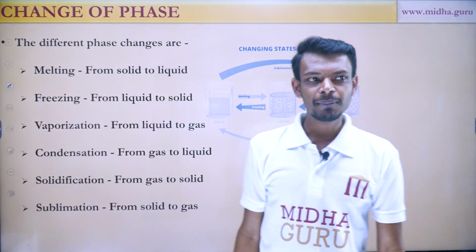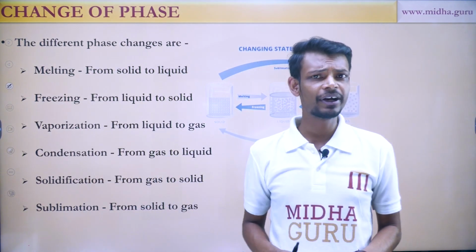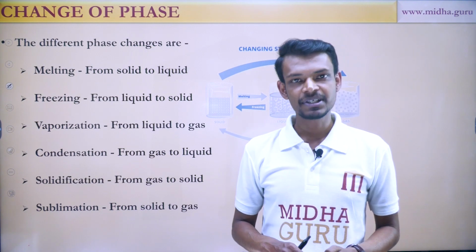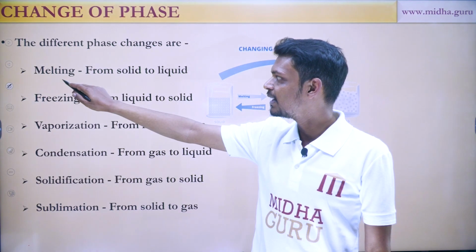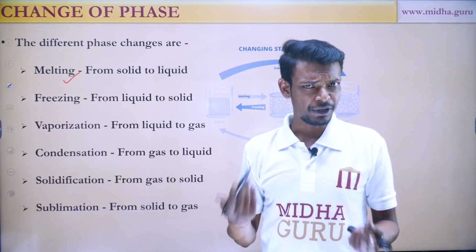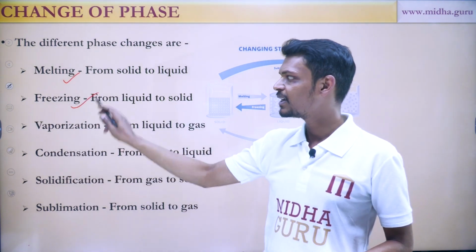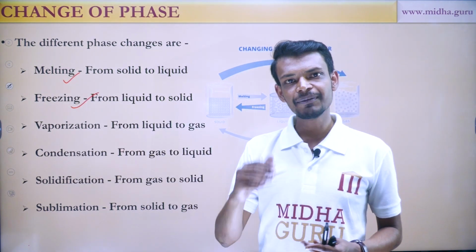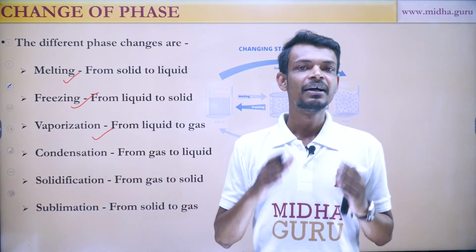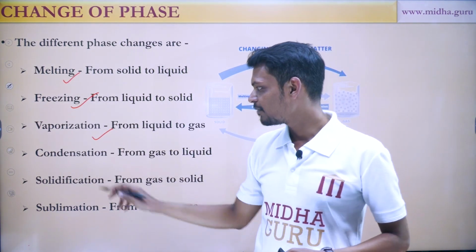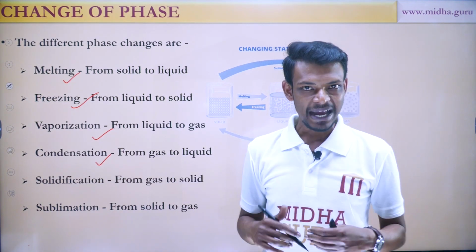Now, let's talk about change of phase. In fact, you have already studied these things in the previous classes also. Basically, there are different phase changes. First is melting. What is melting? It is a phenomenon in which solid gets converted into liquid. Then we have freezing, just the opposite of melting, in which liquid gets converted into solid. Then we have vaporization. In this, the liquid gets transformed into gas. Then we have condensation, which is the opposite of vaporization. In this, gas gets converted back into liquid.